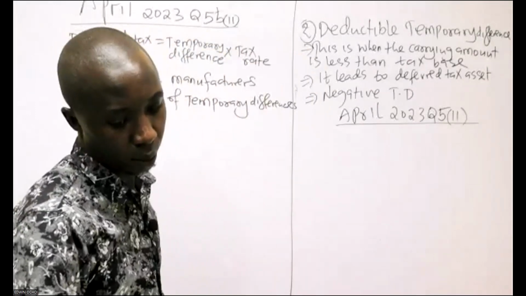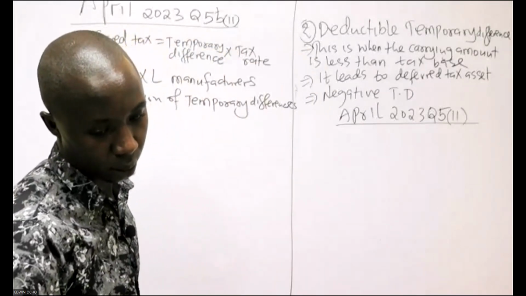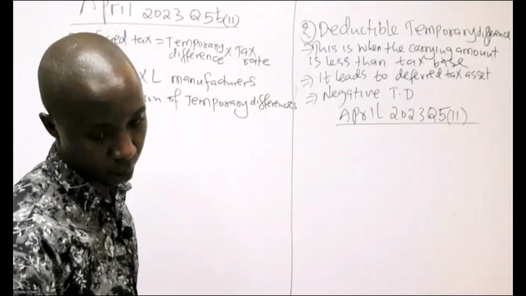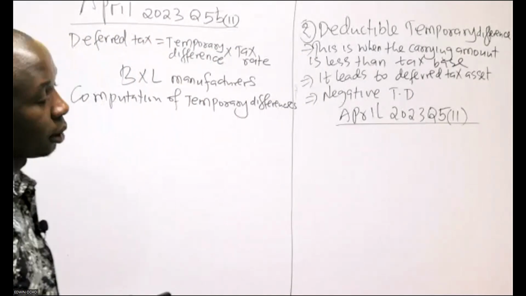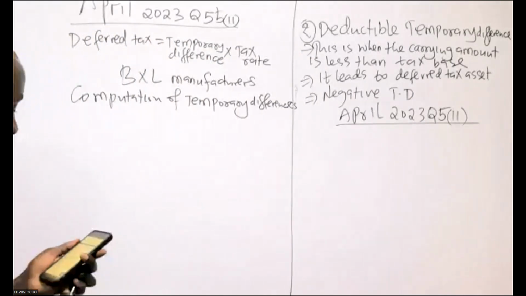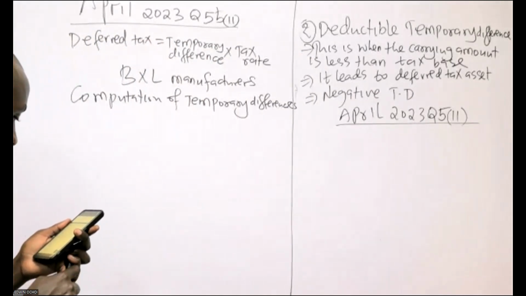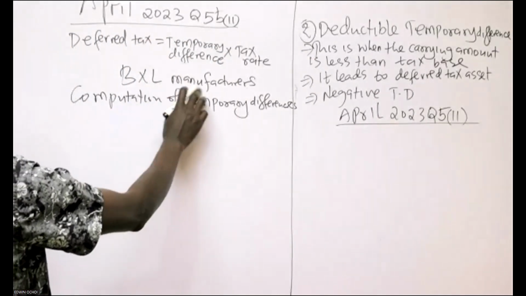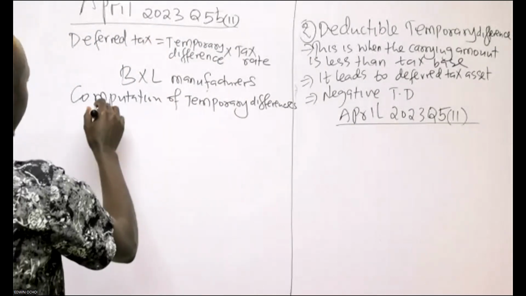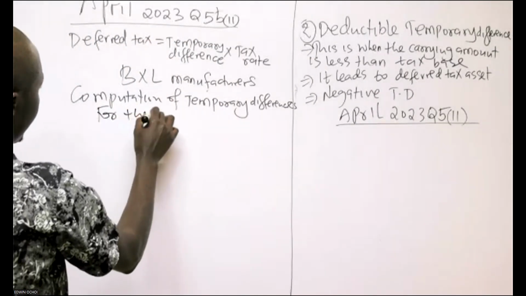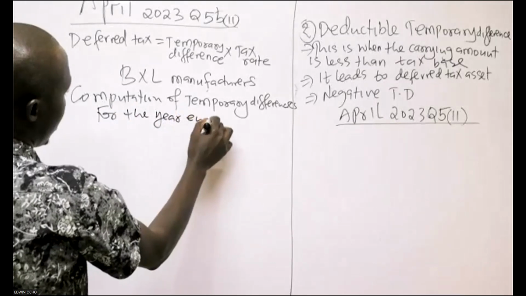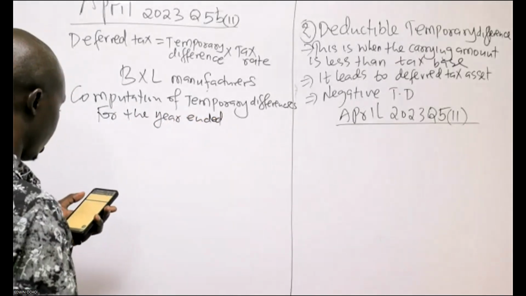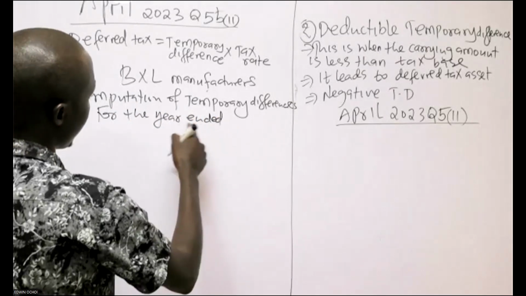So there's someone who is asking that it doesn't show. No question on my end, I don't see assets and liabilities in the question. See, there's one asset called equipment. Are you not seeing that, Abraham? So BXL manufacturers, computation of temporal difference, for the year ended 30th June. Are you seeing that asset?